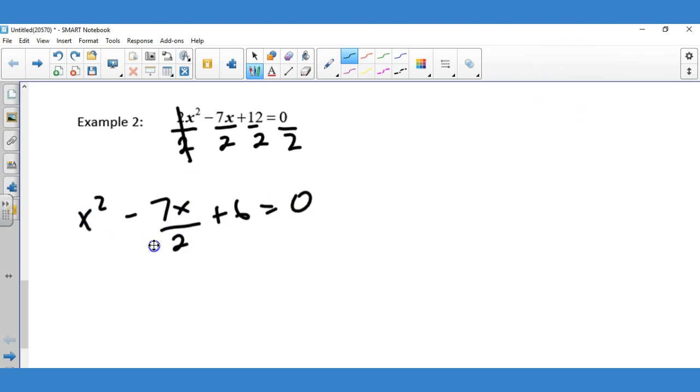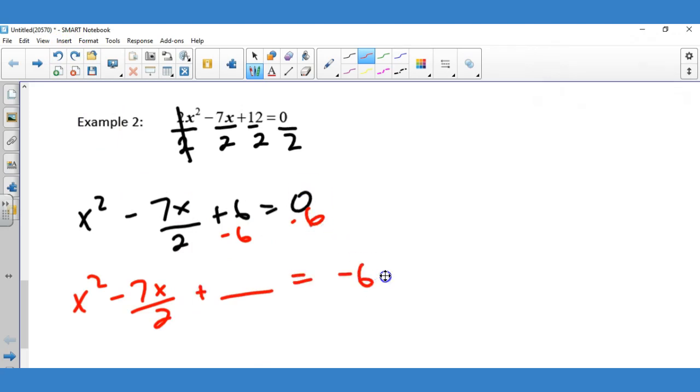The next thing we're going to do is move the constant, like we did with the last problem. So I have x squared minus 7x over 2 equals negative 6. Well, actually, you know what we're going to do? We're going to go ahead and put our space in there. So plus our space equals negative 6. 0 minus 6 is negative 6, plus my space, okay?